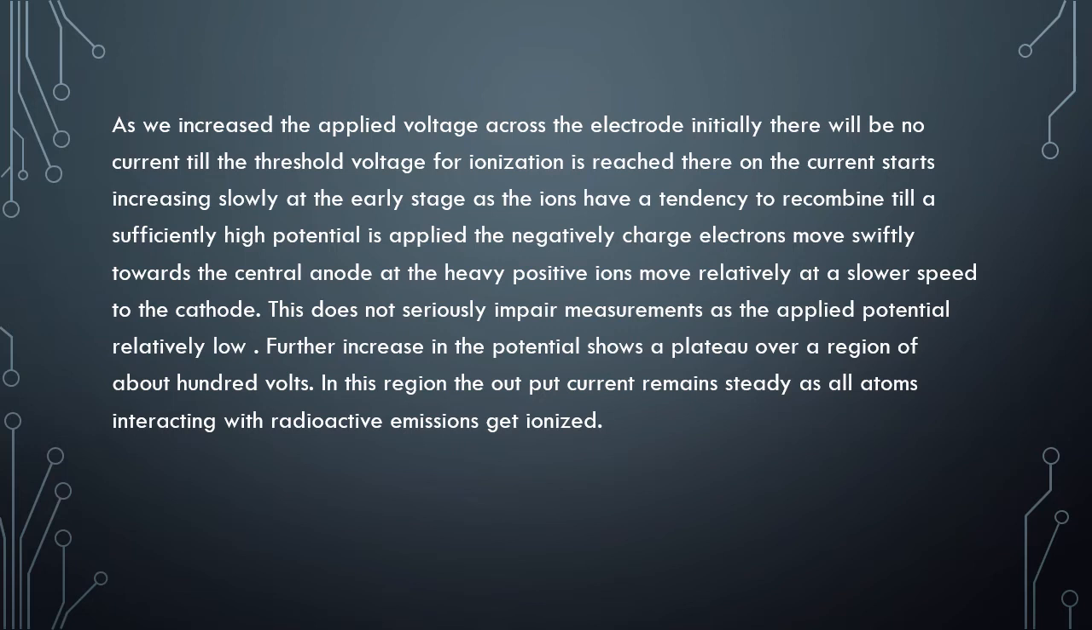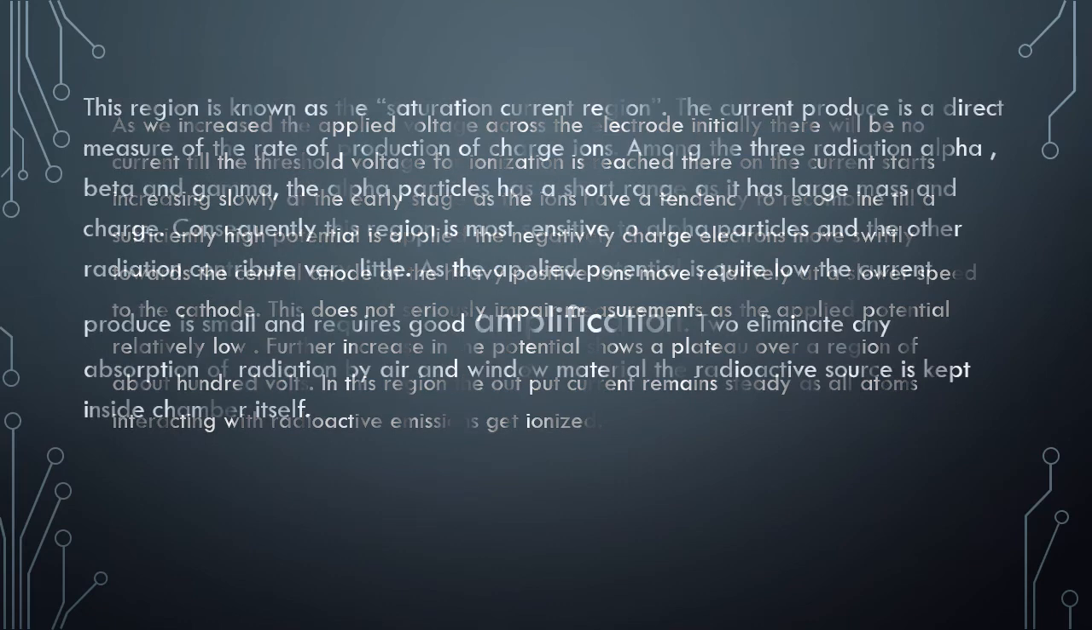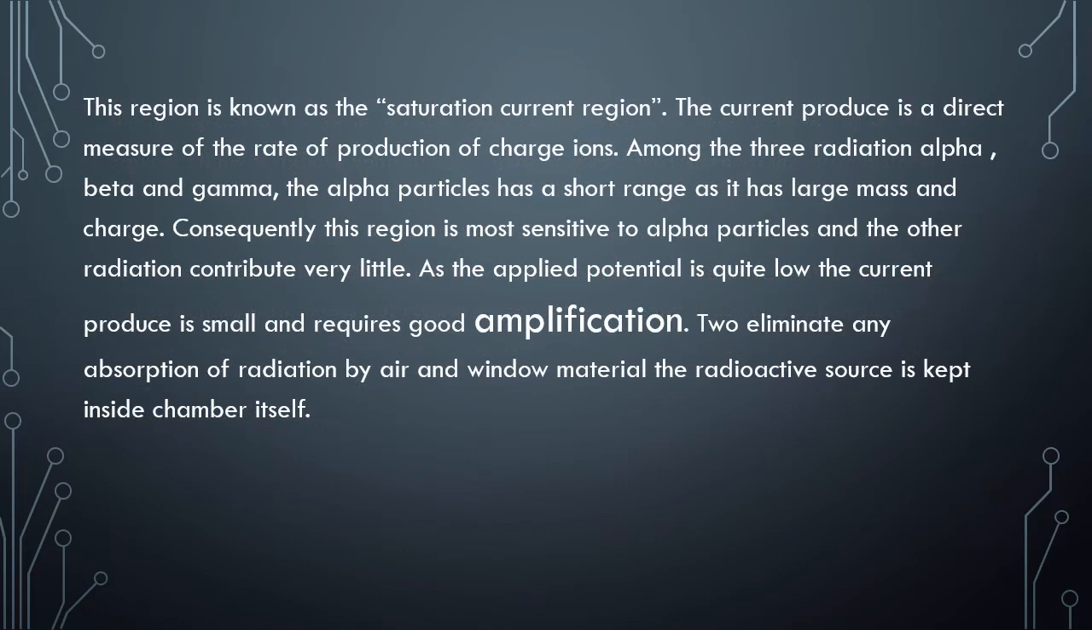Further increase in the potential shows a plateau over a region of about 100 volts. In this region, the output current remains steady as all atoms interacting with a radioactive emission get ionized. This region is known as the saturation current region. The current produced is a direct measure of the rate of production of charged ions.